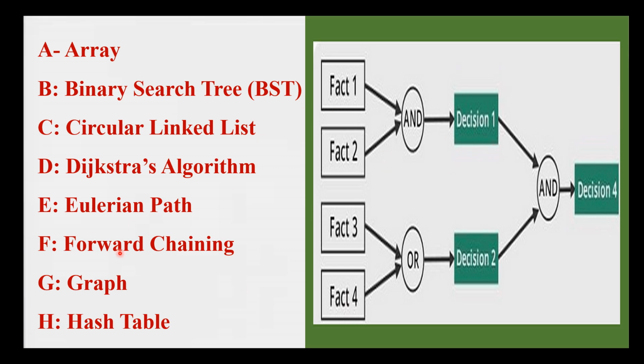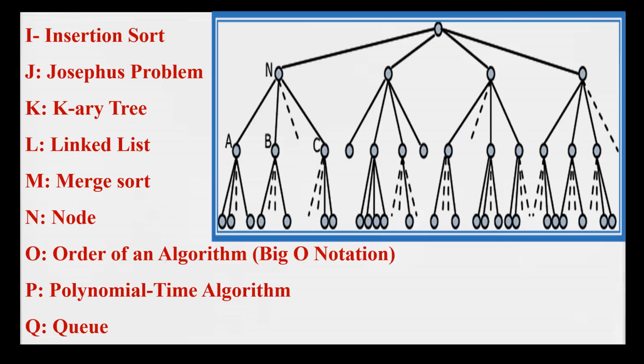Then G is a graph, which is a collection of vertices or nodes and edges or links that connect the vertices. For example, a social network where vertices represent people and edges represent friendship. H stands for hash table, which is a data structure that maps keys to values using hashing to find the location of the values in the table. For example, a password protected website where a hash table is used to store and compare the passwords.